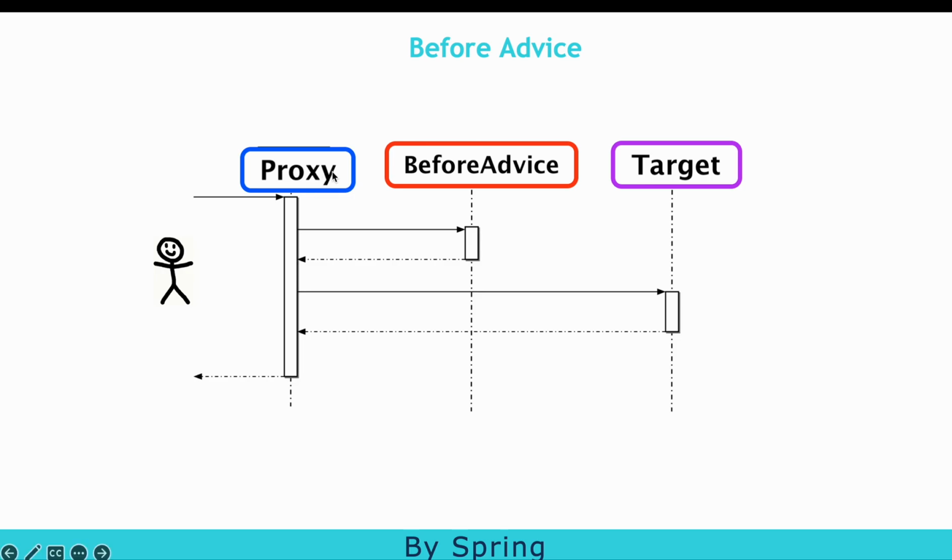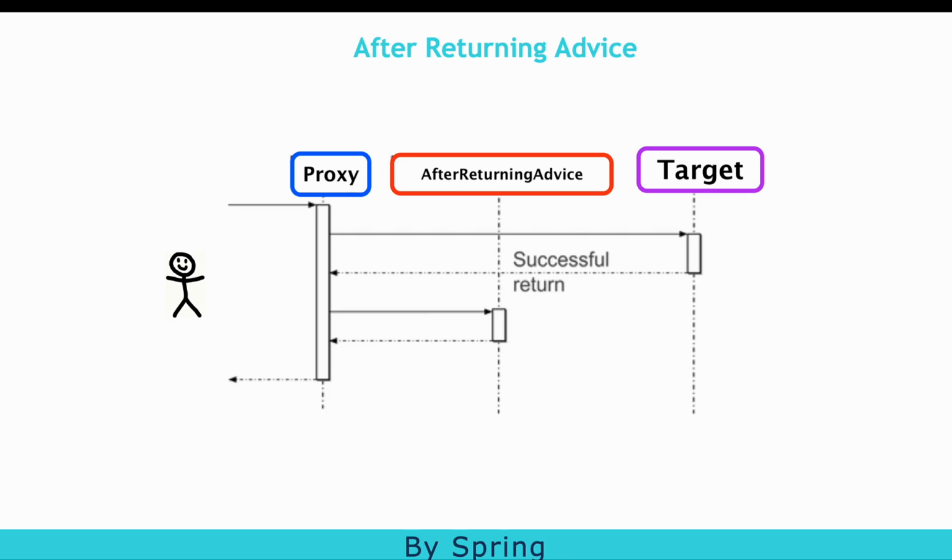But now, with a before advice, if the before advice throws an exception, the call will not be forwarded to the target object. It will just stop because the before advice has thrown an exception.